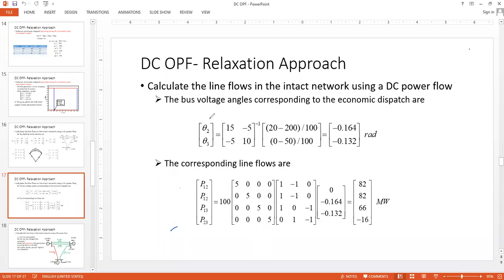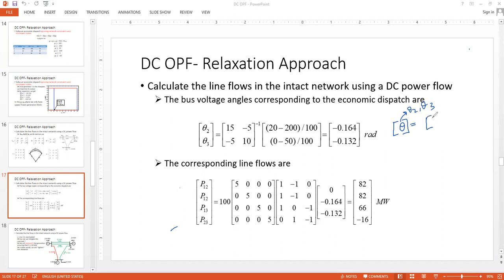How are we going to calculate the line flows? Let me repeat the formula. The formula was the theta vector, or array of theta, except the swing bus theta, because the swing bus theta is known beforehand. It is 0, the reference bus voltage angle. Because it is a 3 bus system, we will be left with only theta 2 and theta 3 over here.